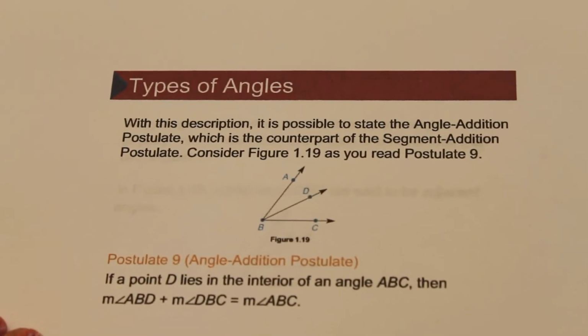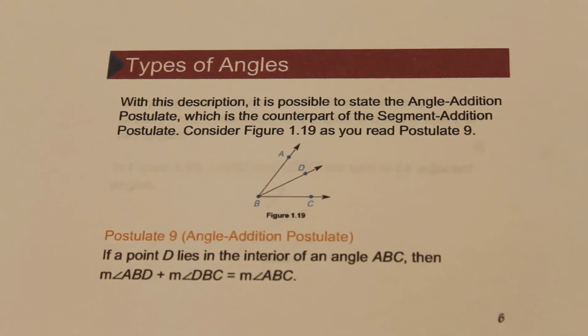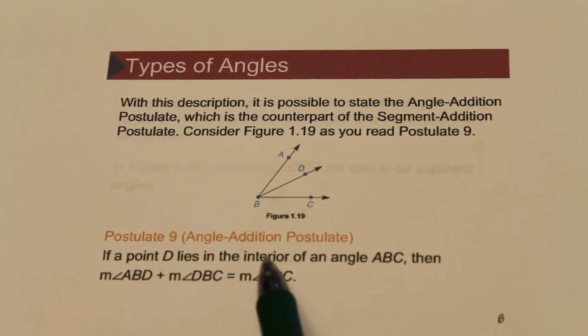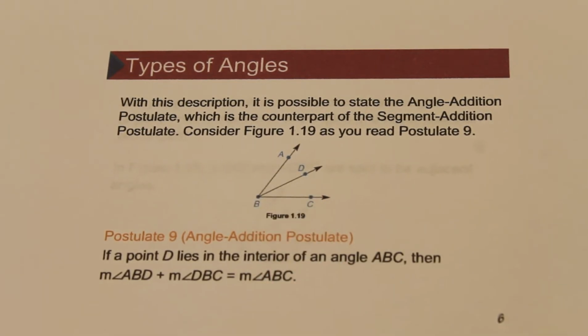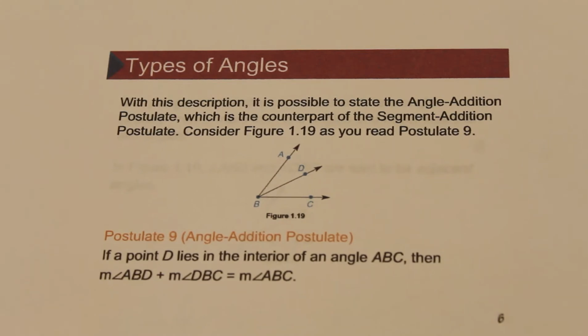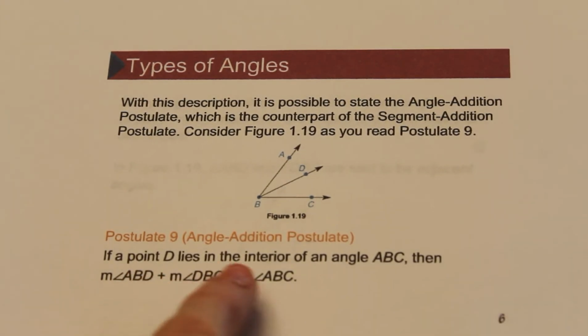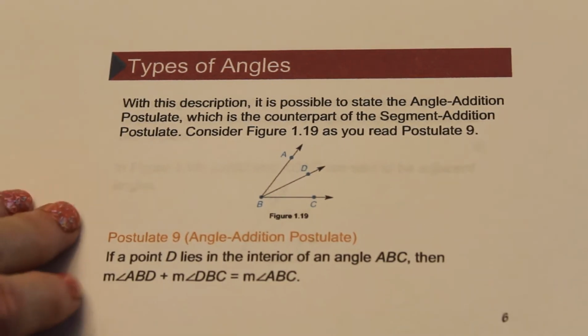So just like we had the line segment addition postulate, we have the angle addition postulate. If point D lies on the interior of an angle, there's point D, which is definitely on the interior of angle ABC, then the measure of ABD plus the measure of DBC is going to equal the measure of the larger angle. So this would be a number, this would be a number, and this would be a number. And we actually have some examples of that.